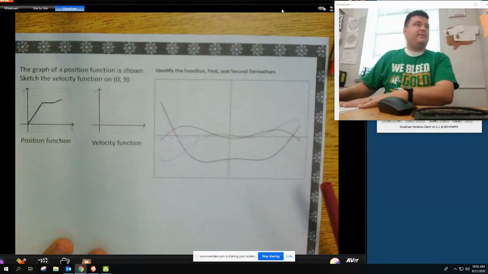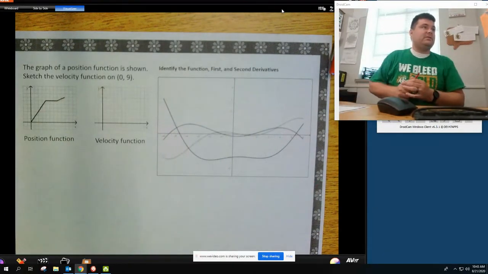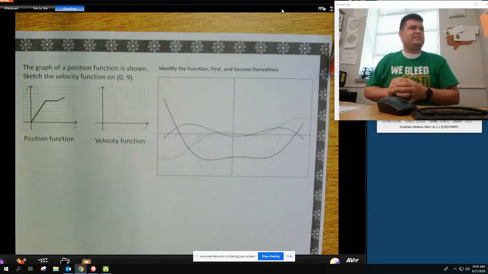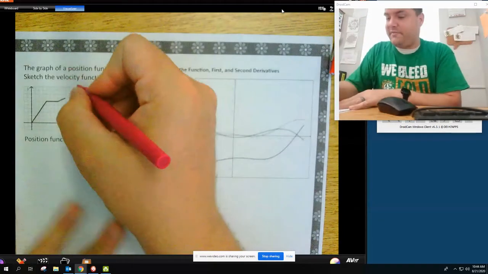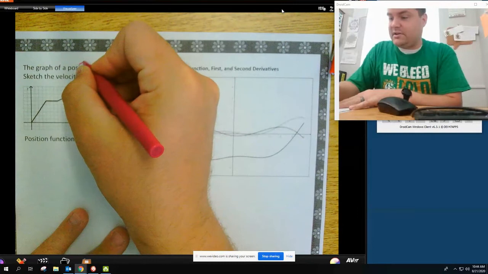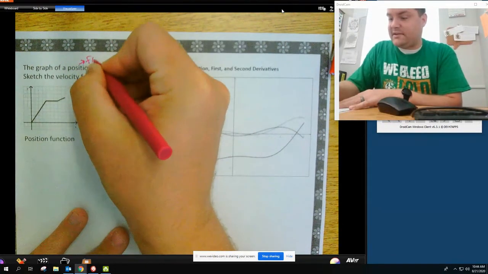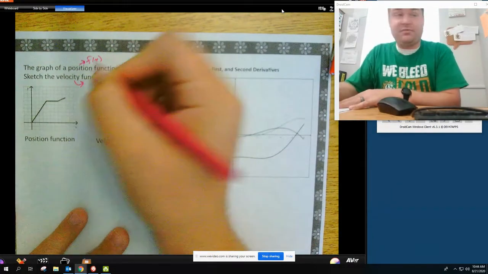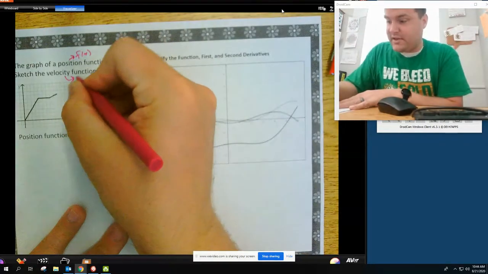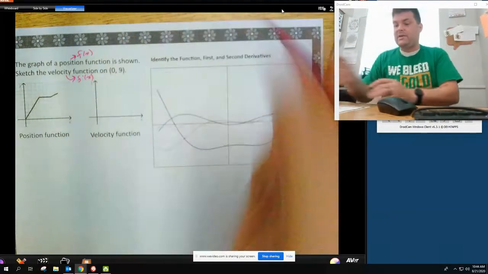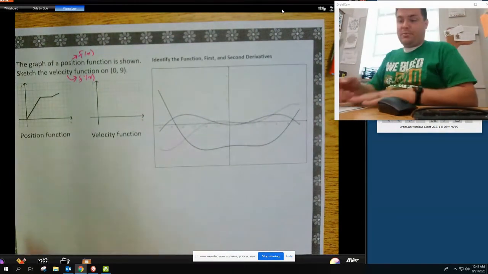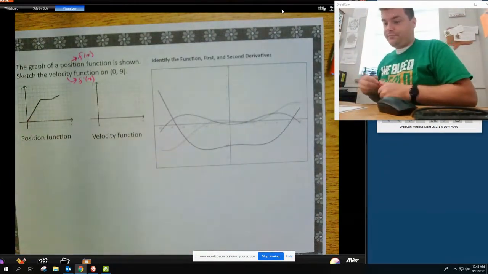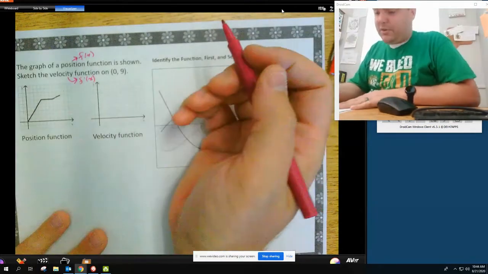So we have the graph of a position function, and we're going to sketch the velocity. Here's a known little fact: if the position is f of x, the velocity is the rate of change of the position. So this would be f prime of x. All I want right now to sketch the velocity is to find the slope of the position. So these will all look like line segments.